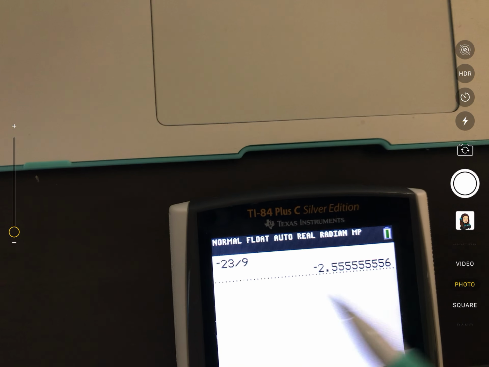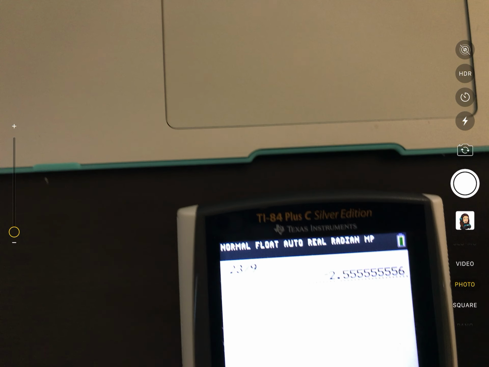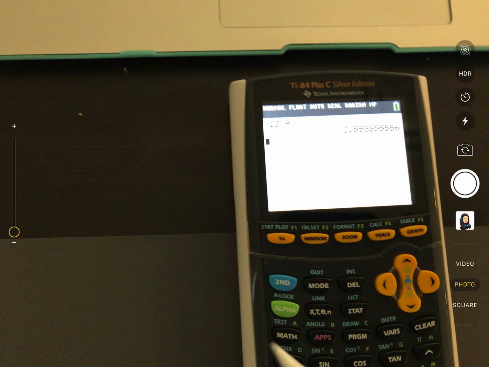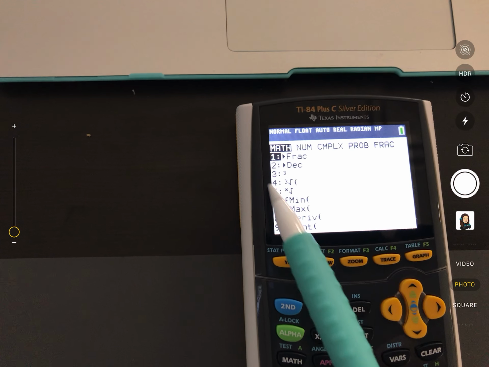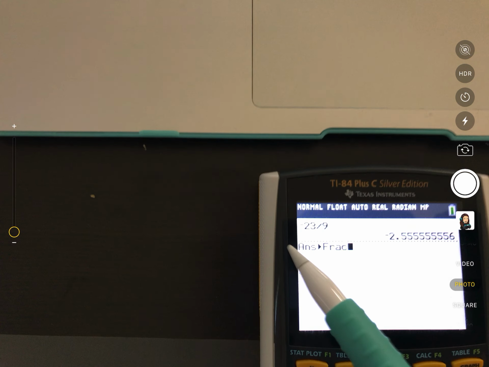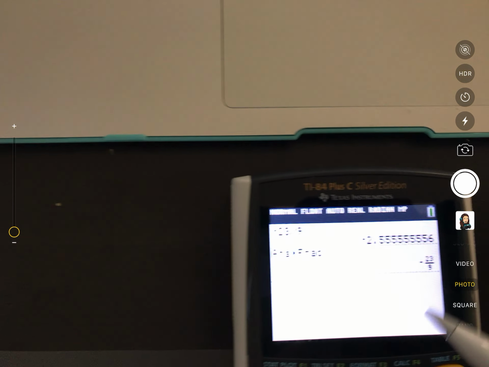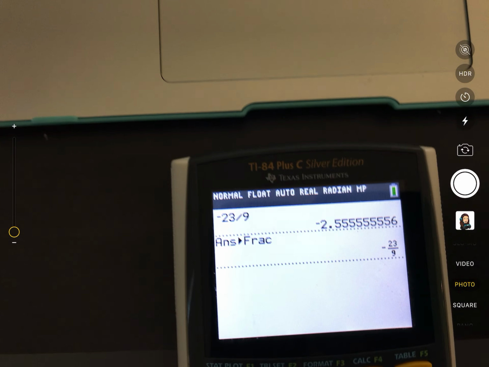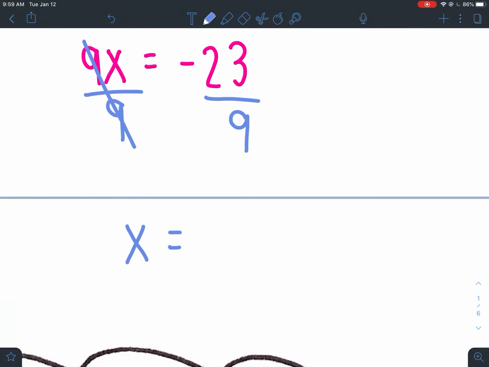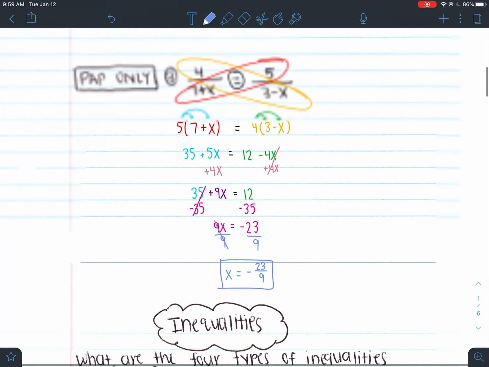Now I do not allow you guys to do repeating decimals, so I need you to write this as a simplified fraction. So what you do is hit the math button, and then hit the fraction option, which is frac. You're going to hit enter, and you'll take your answer and turn it into a fraction. You'll hit enter again. So the most simplified fraction is negative 23 over 9, so that's going to be our most simplified answer here. So negative 23 over 9 is our answer. It's not a pretty answer, but it's our answer here.